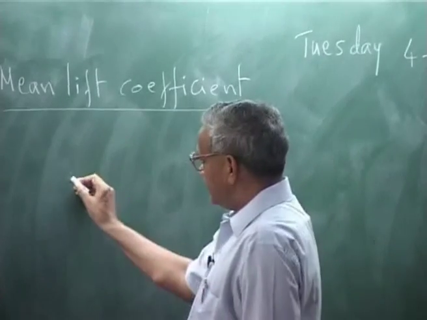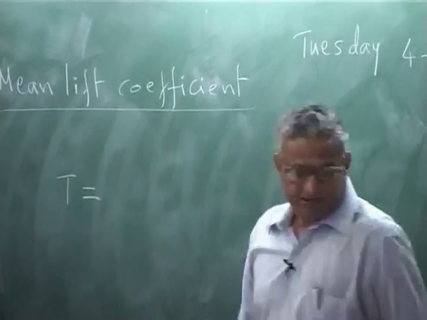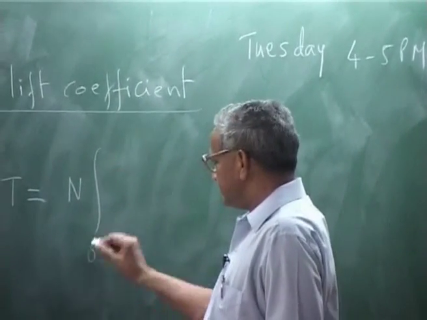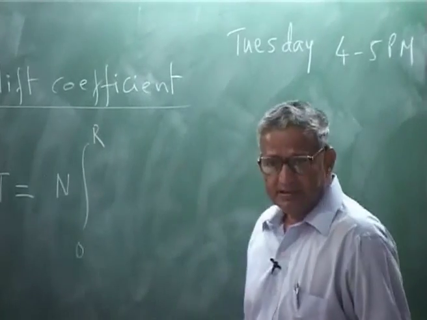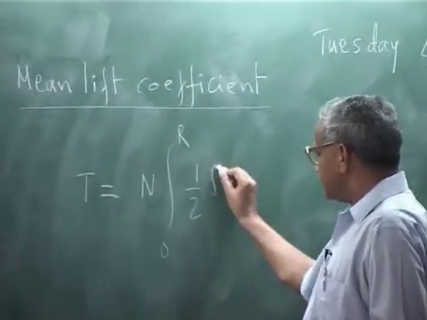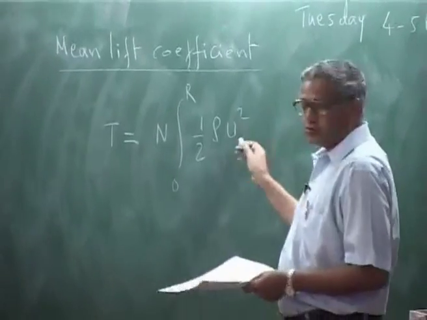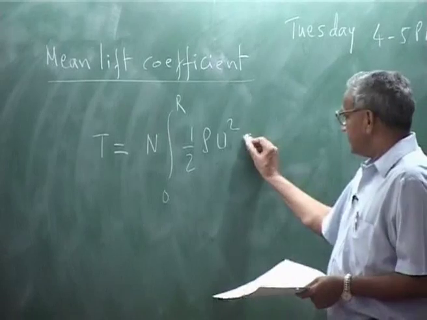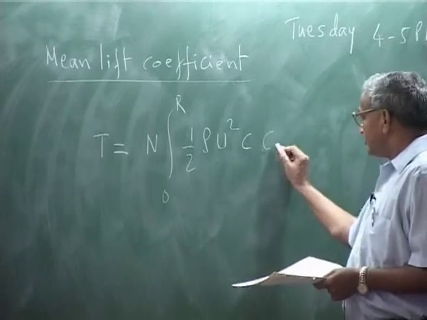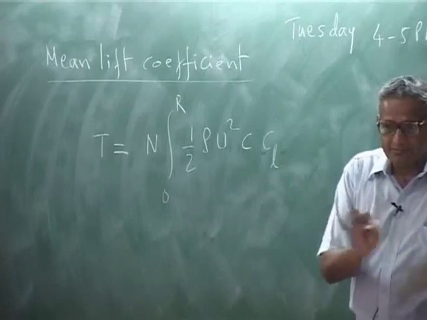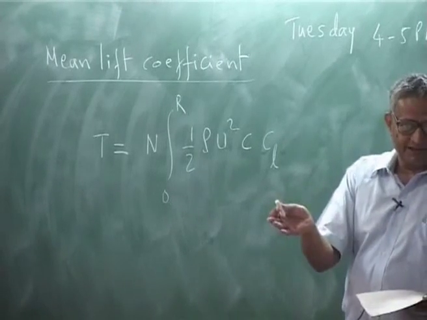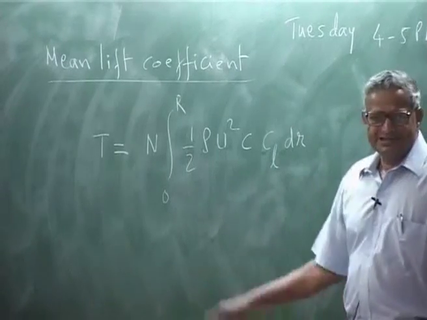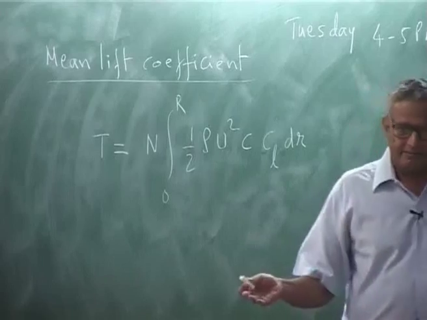because you know thrust, which is given by number of blades, let us say 0 to the whole thing, dynamic pressure half rho U square or UT square, whatever you take it, then you will have the chord and you will have lift coefficient. I am not writing it in terms of CL alpha and angle of attack, I am just giving it as a lift coefficient, then dr. Okay, this is a very simplistic definition.